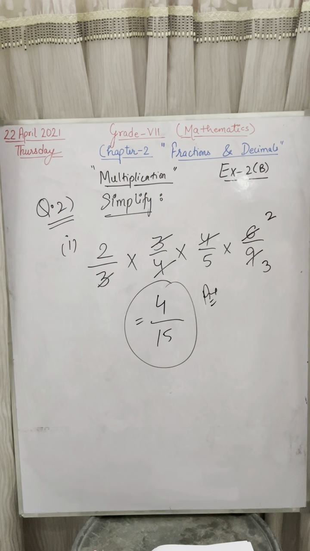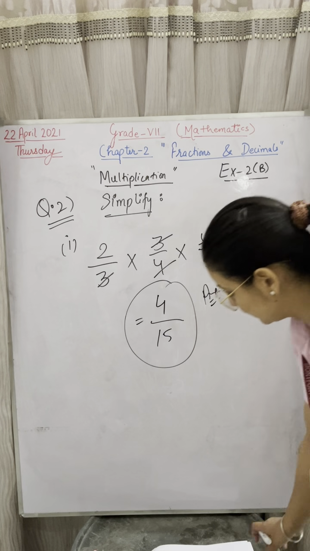Now is any doubt there? Jayavardhan? Sit properly. Ishita? Any doubt is there? Sit straight. Sure? Okay.